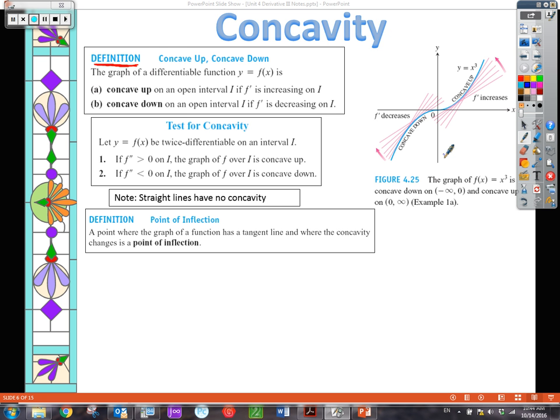Now let's go to our definition. So first of all, we are supposed to have a differentiable function, which just means you can take the derivative of it. And we are concave up on an open interval if the first derivative is increasing on the interval. Now, that's kind of hard to really even conceptualize. What does the first derivative look like when it's increasing on an interval? Well, let's go over to the graph right here.